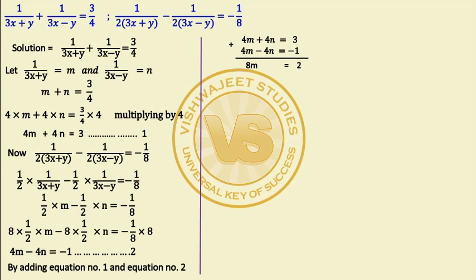8 is in multiplication form with m. When it goes to the right hand side, it will divide the 2. After division, we get the answer m is equal to 1 upon 4. To get the value of n, substitute this value of m in equation number 1, which is a simple equation.